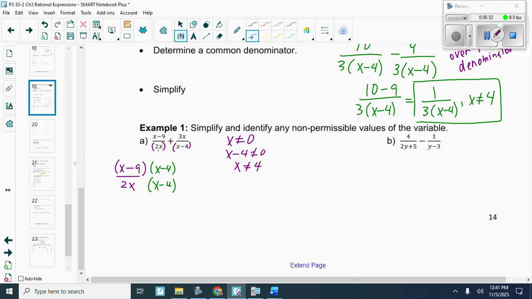Then we're going to do the same thing over here. We're just going to rewrite what we started with, and then we're going to write what we have to do to this one. And so our common denominator is going to be 2x and then x minus 4. So this one has the x minus 4, still needs the 2x. So we're going to multiply top and bottom by 2x. Whatever you do to the bottom, you're going to do to the top.